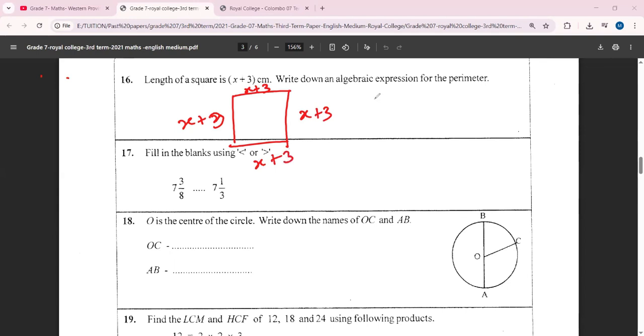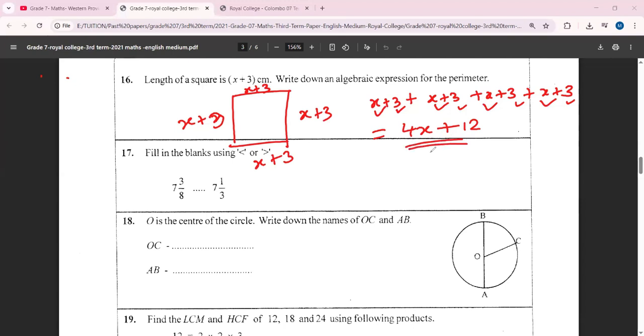Then you have to add like this: x plus 3 plus x plus 3 plus x plus 3 plus x plus 3. So you have 1x, 2x, 3x, and 4x. Then it's going to be 4x. Then you have 3 plus 3 plus 3 plus 3. That means 12. Okay, then 4x plus 12 is the perimeter. So perimeter means the length of the outer boundary.